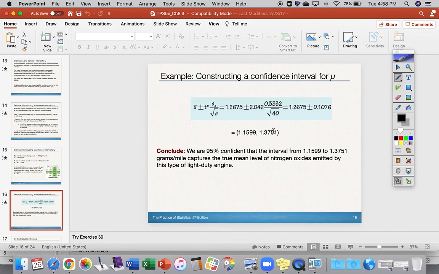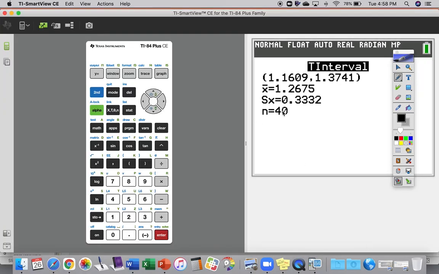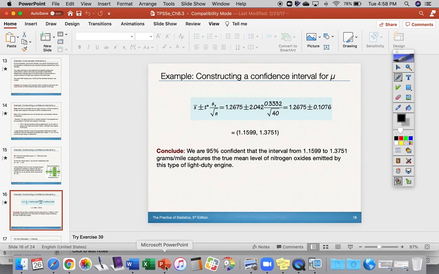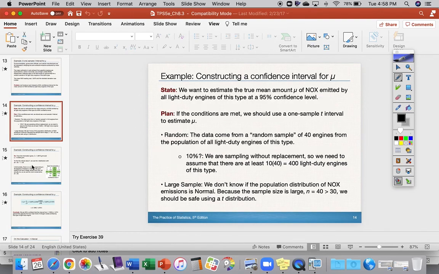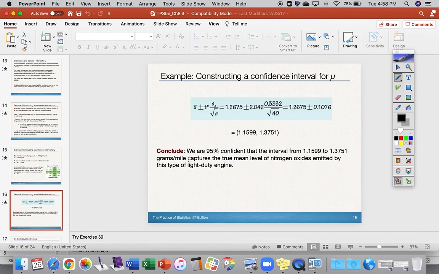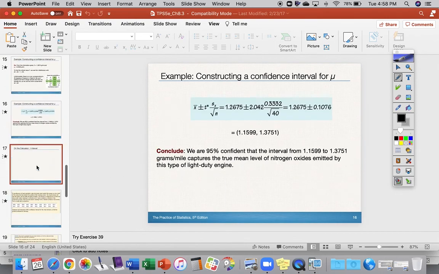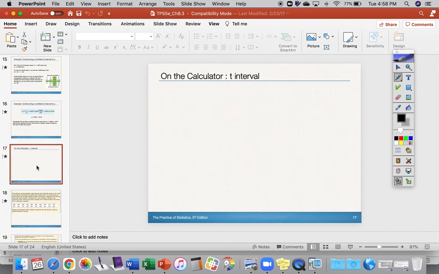1.16 to 1.37. See, same. Degrees of freedom, just take this and subtract 1. It's all there, plain as day, easy breezy, lemon squeezy. Let the calculator do the computation. Your job is enough. You have to write all this out, and you have to know how to write your conclusion. So that's all there. That's all done for you. How to do a t-interval.